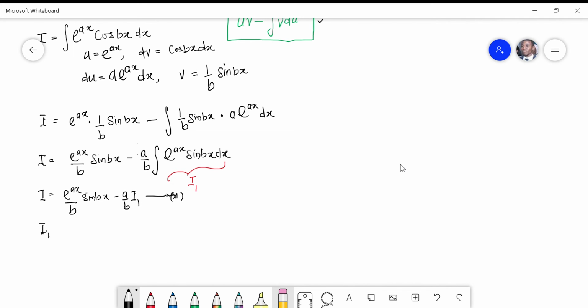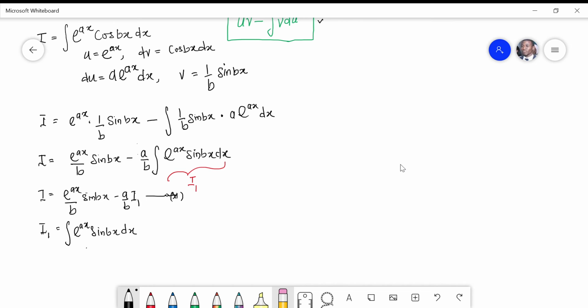So I1, which is the integral of e to the power of ax sine bx dx. So I have to do the same thing to this. It's just like what we've done in the past, so it's the same thing, not difficult.